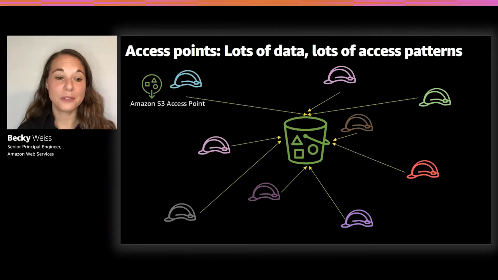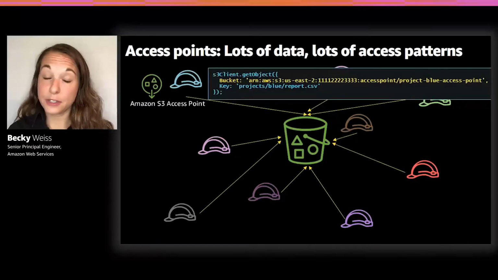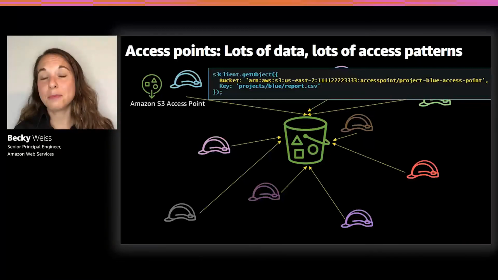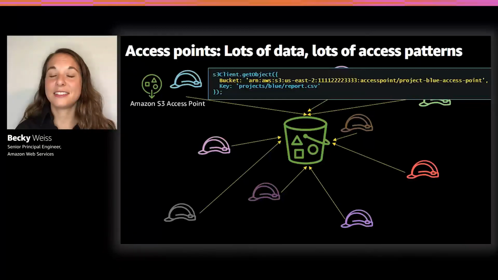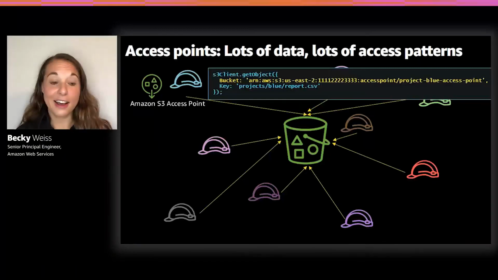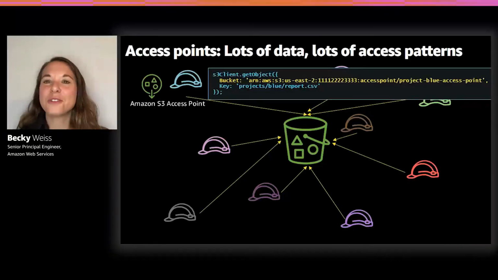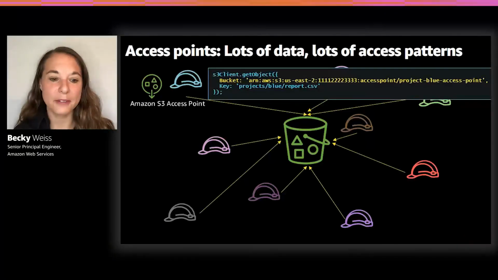It's tailored to it. Now, for this role to interact with the access point, it is the same as interacting with a bucket. You'll notice that this looks very much like an API call to S3. It has a data plane. You can think of the access point as an alternative endpoint to an S3 bucket.